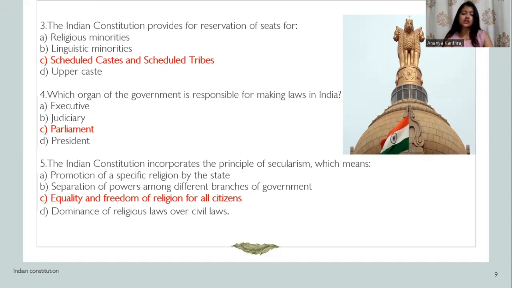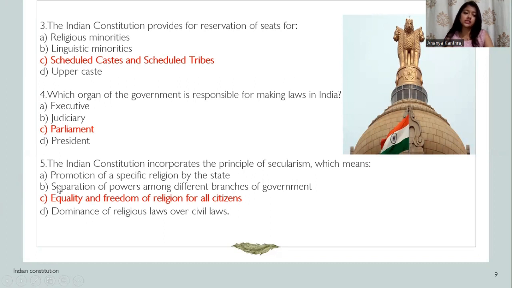Question number 4 says, which organ of the government is responsible for making laws in India? Option A, executive. Option B, judiciary. Option C, parliament. And option D, president. So the right option is option C, which is the parliament.